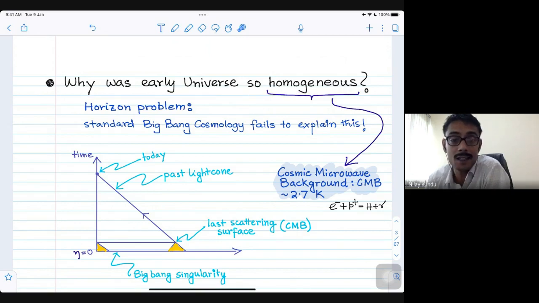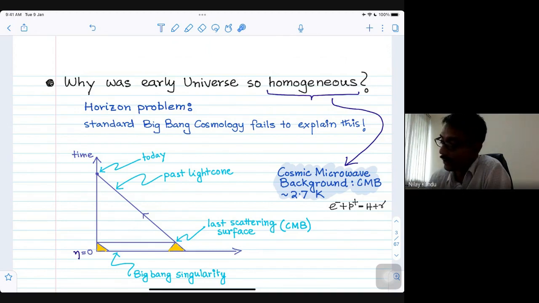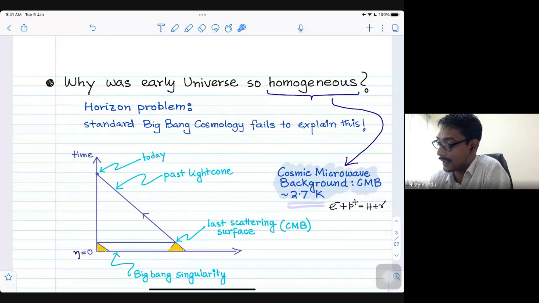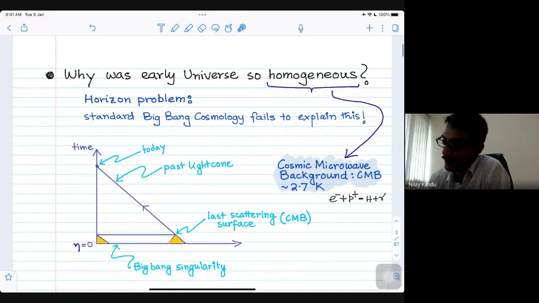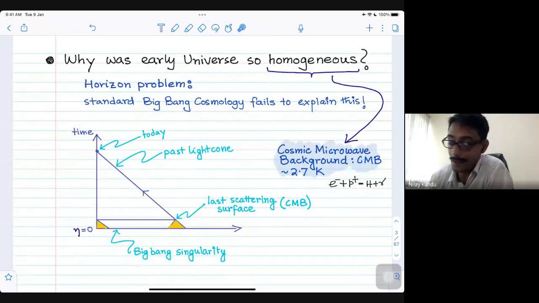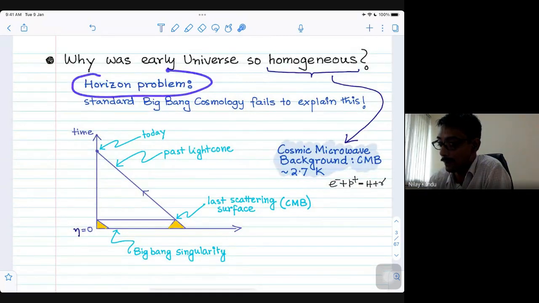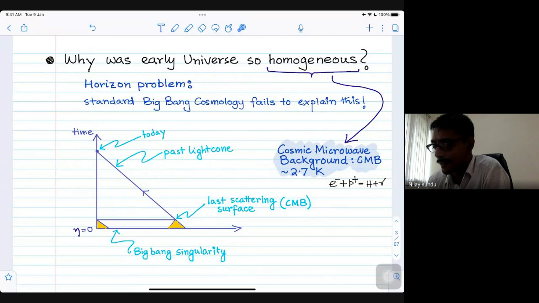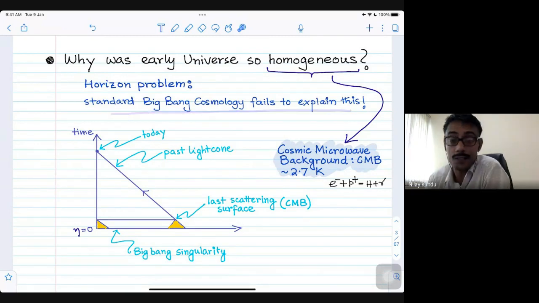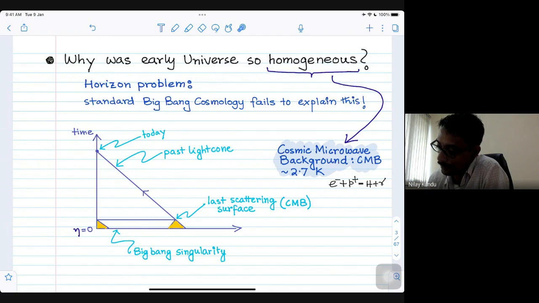So why is it that in all directions the temperature was almost constant, like 2.7 Kelvin? That creates a problem, which is a problem of causality, and that's called the horizon problem. The standard Big Bang cosmology fails to explain this. So let me explain how this works out.